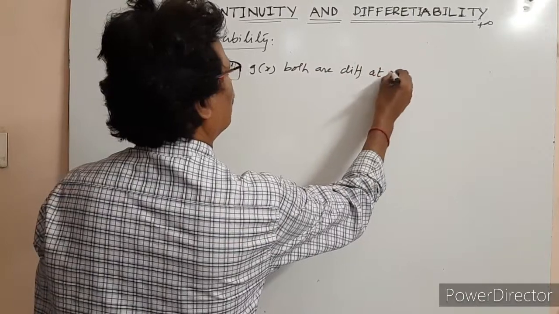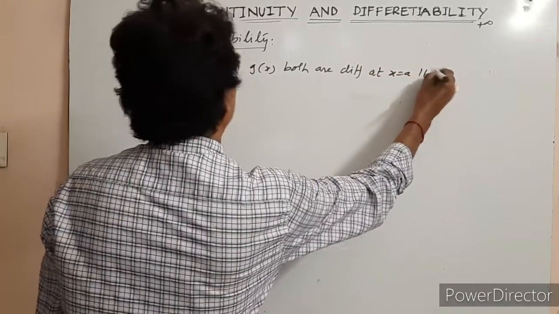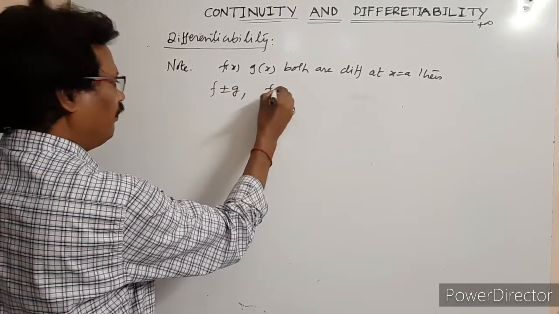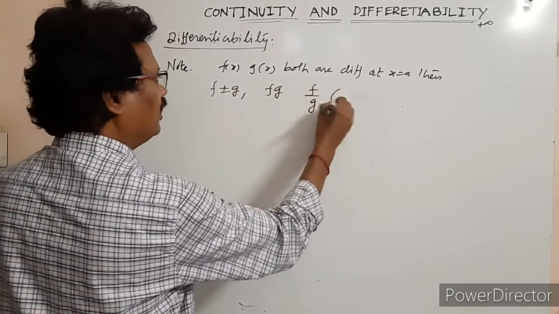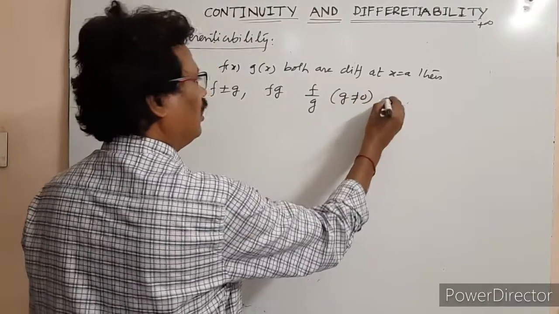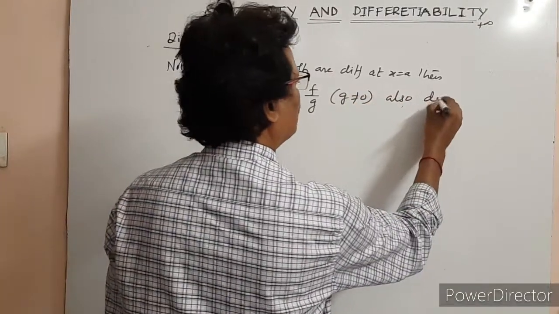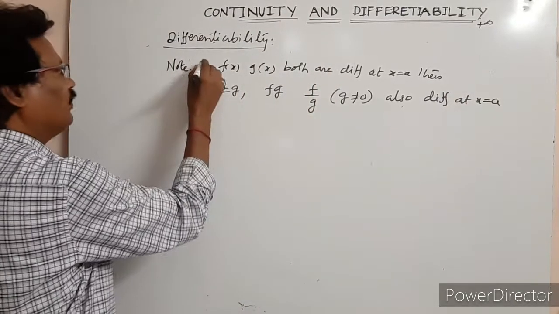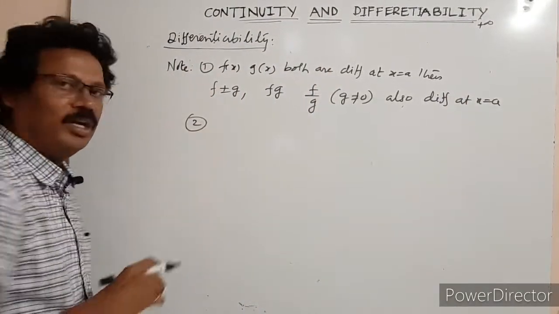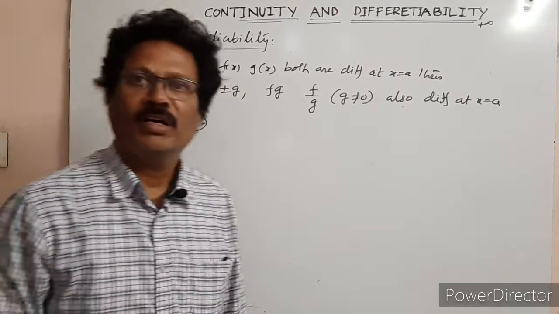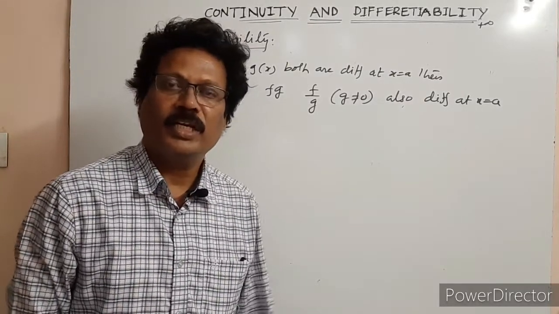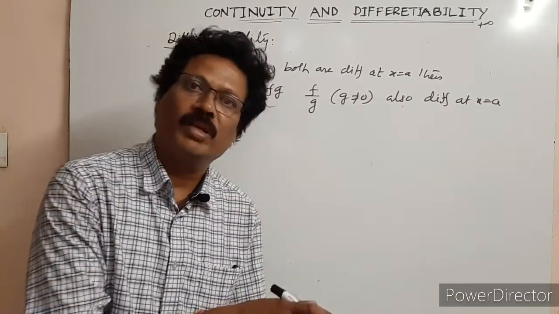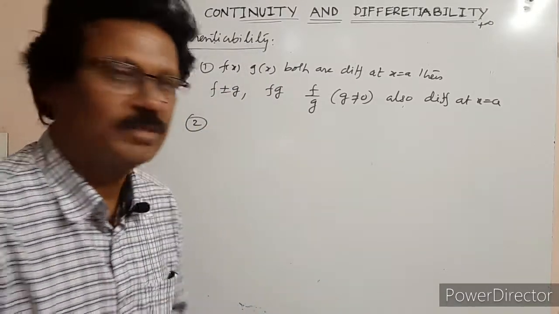Let us see the note here. If both are differentiable at x equal to a, then f plus or minus g, f into g, f by g, where g is not equal to 0, are also differentiable. These are also differentiable at x equal to a. That is the first one. If you see the second one, if one of f and g is not differentiable, then f plus g or f minus g is not differentiable, f into g may be differentiable.